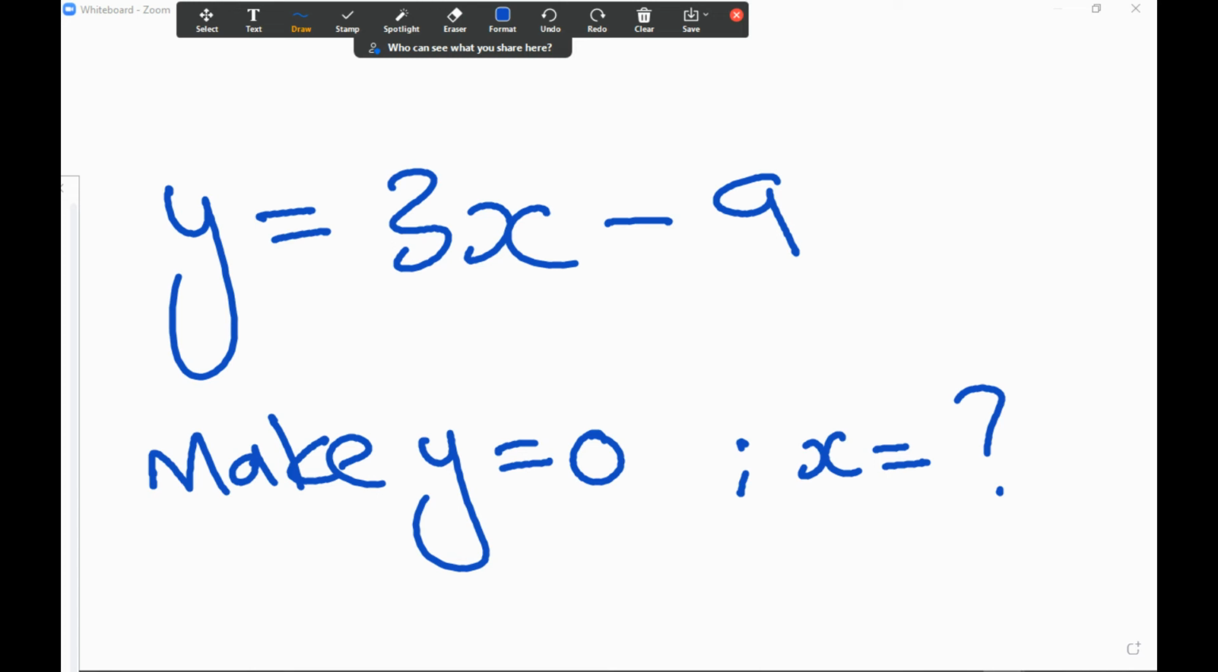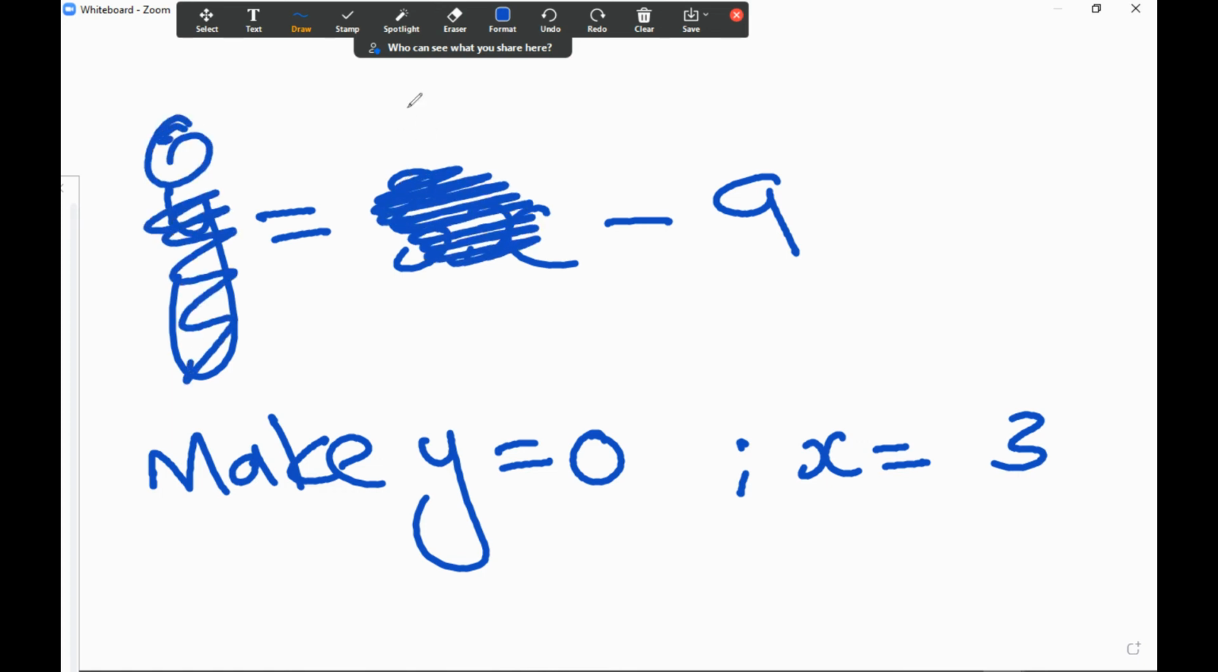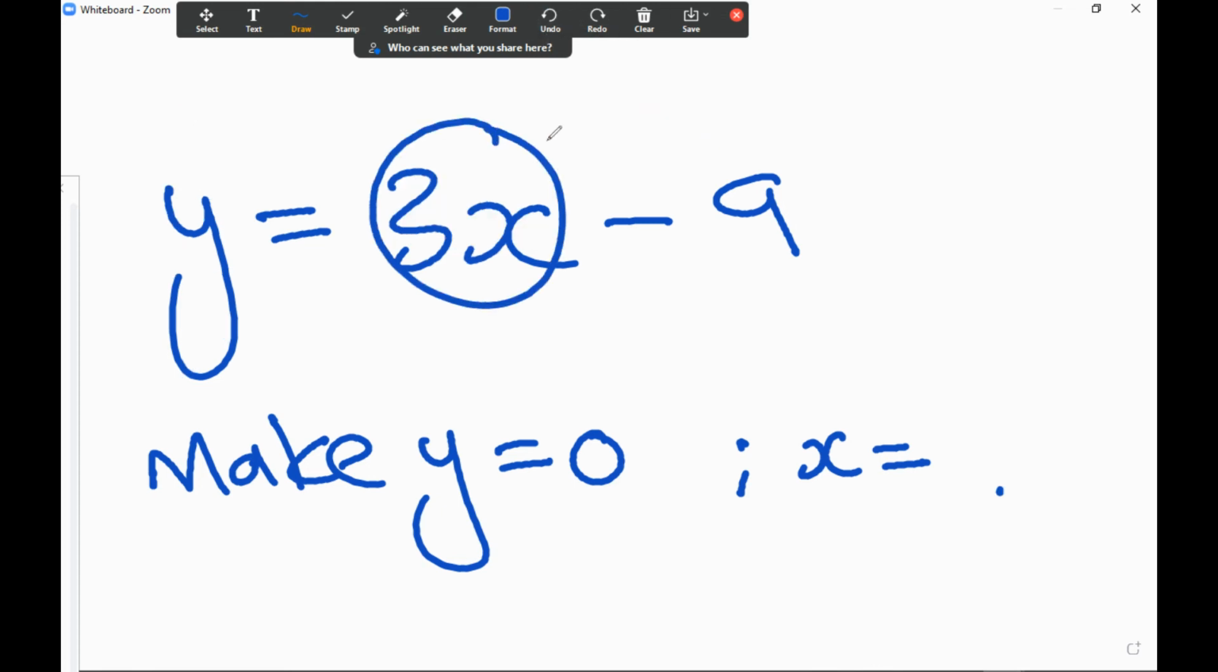Cool. Well done, Lucia. Well done, Daniel. The answer is 3. How do we know the answer is 3? Because let's suppose this number is not here and this number is 0. 9 minus 9 is 0, right? So this must be 9. So this can be 0. But for this to be 9, this needs to be 3. Can you see that? Because 3 times 3 is 9. So what is x? 3.